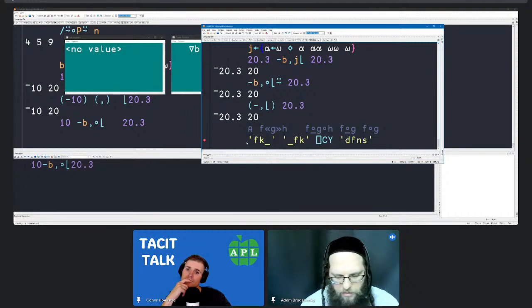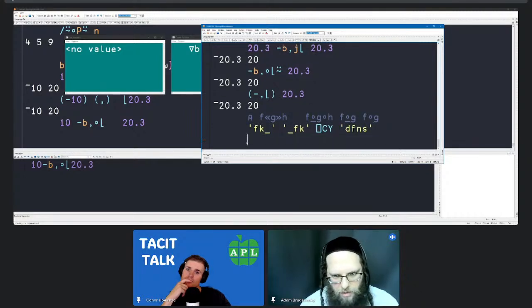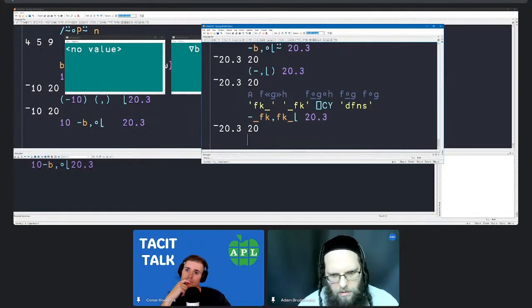So I'm importing from the defense workspace the FK underbar and the underbar FK. If we then go up here and get rid of the parenthesis in our fork, I think we write... I think this is the way it goes. There you go. So these are normal operators. You can look at their definition, and they implement forks.